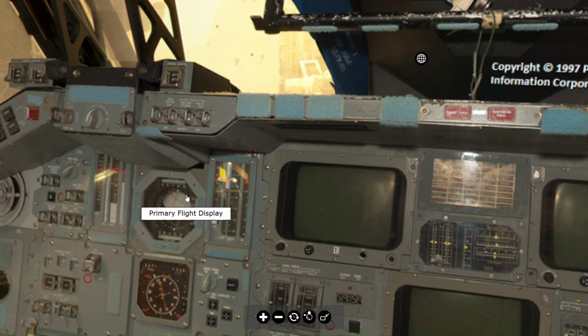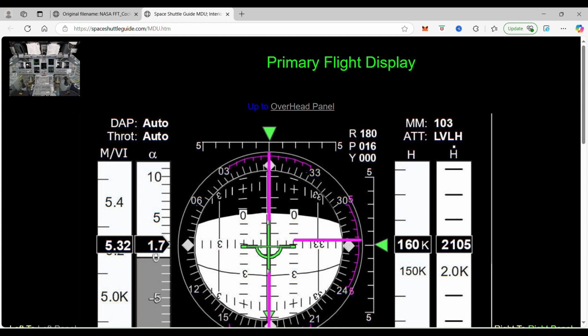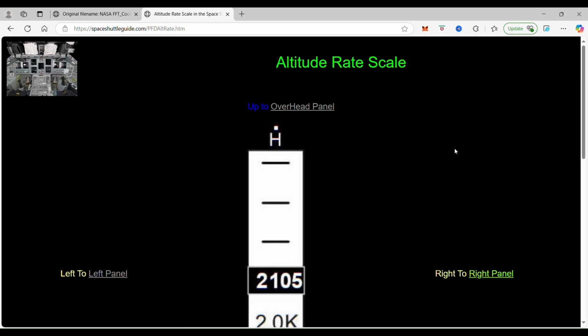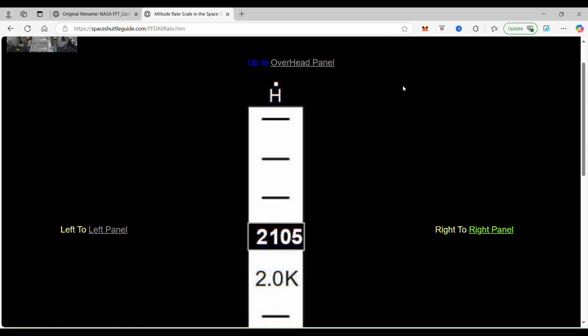We're going to do the velocity indicator, and if we click on the primary flight, it takes you to the primary flight display page, and here we have the primary flight display. Right now we're going to be working on this instrument right here called the altitude rate scale, and when we click on it, it takes us to the altitude rate scale page.